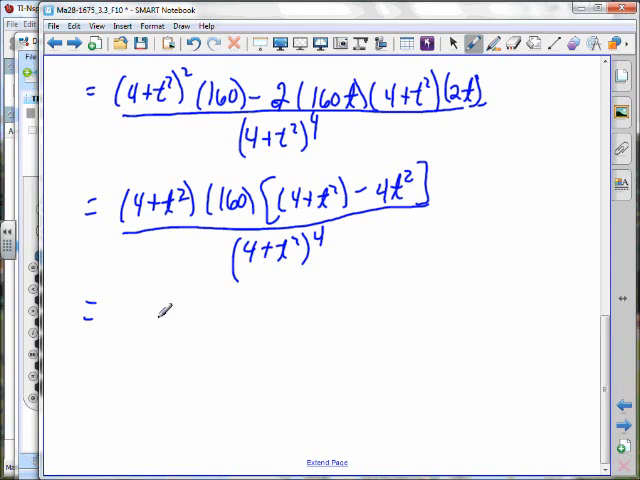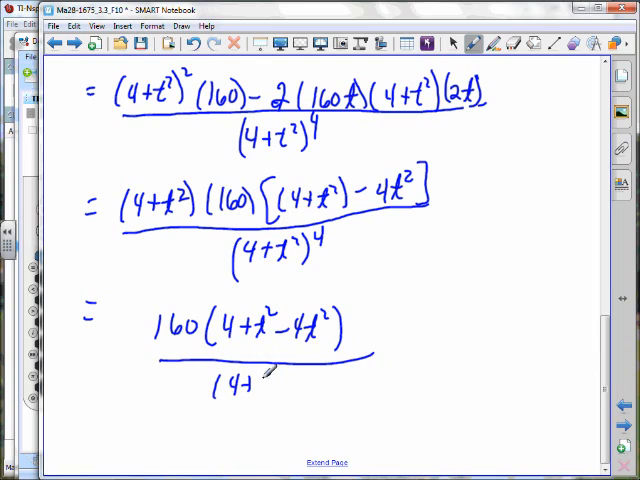From here, so I have 160 times 4 plus t squared minus 4t squared, divided by 4 plus t squared cubed. You know, you got to check this stuff. What happened to the t? T times t is t squared. Okay, so I'm going to check mine, make sure, see if I can find it here. By golly, it's right, according to my work there.